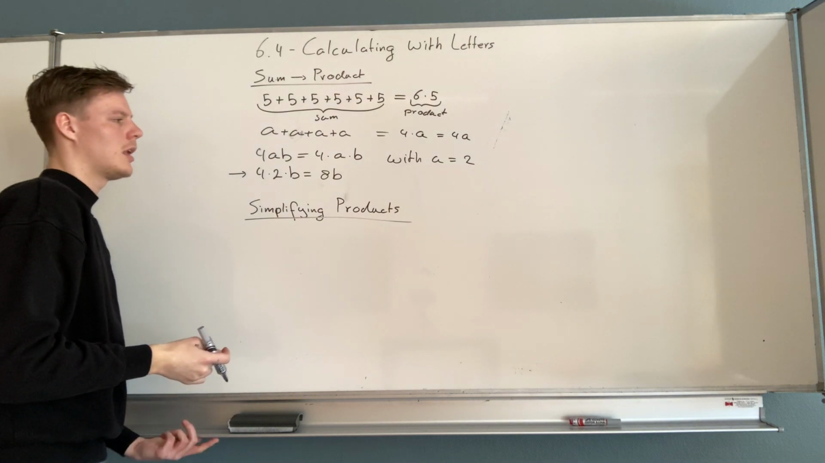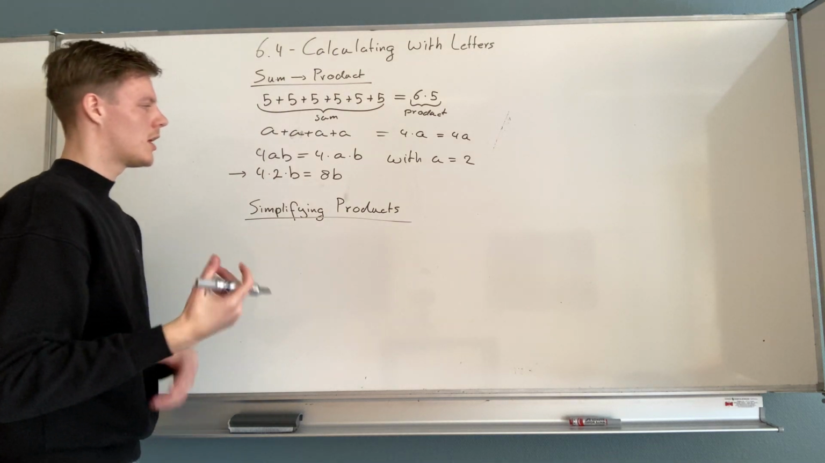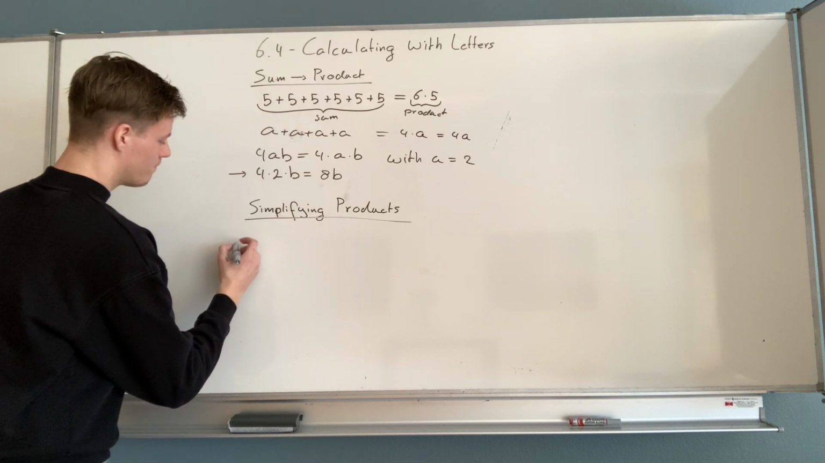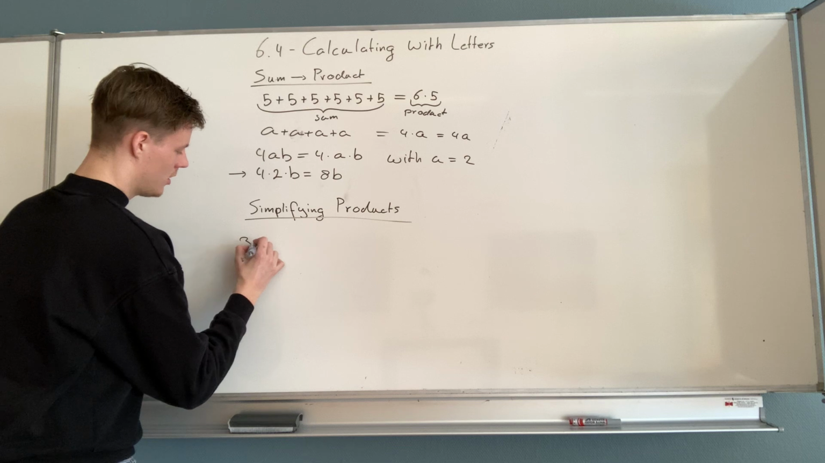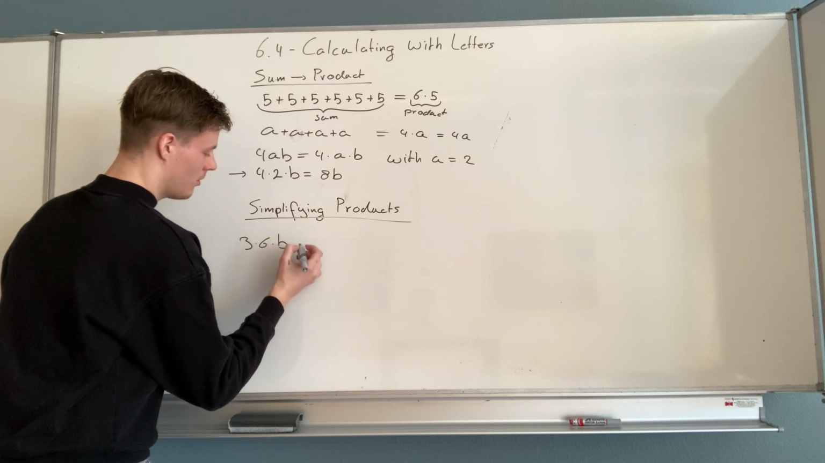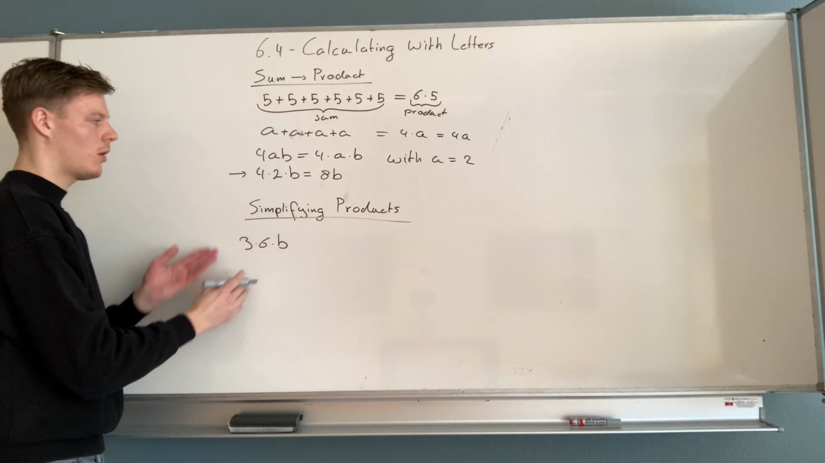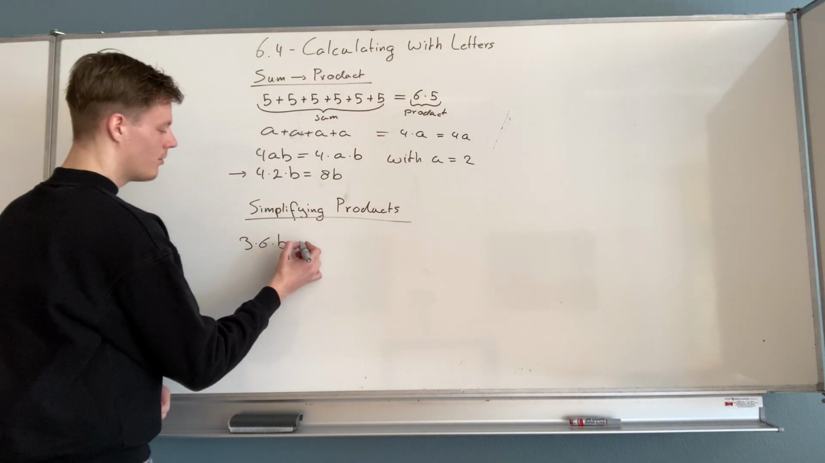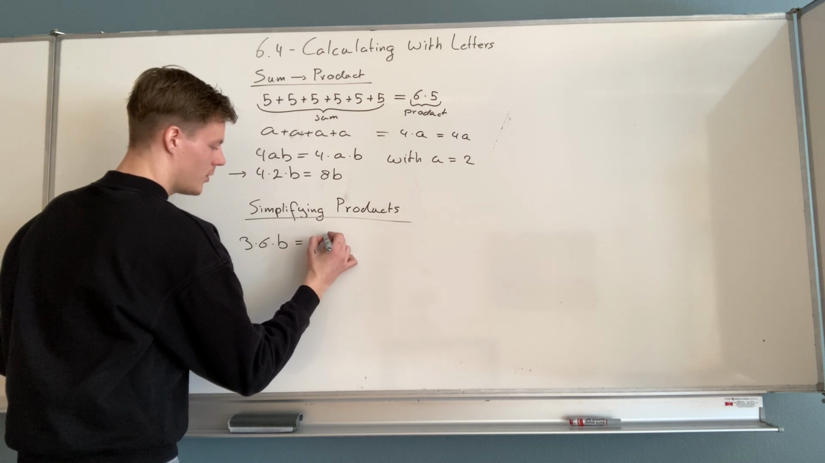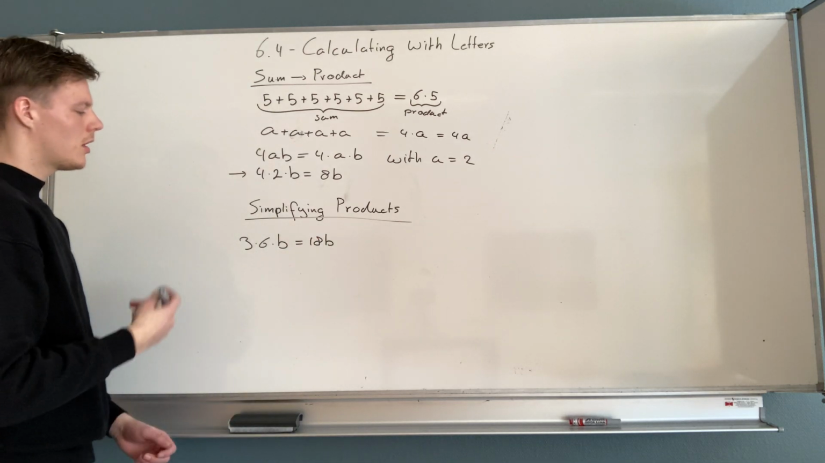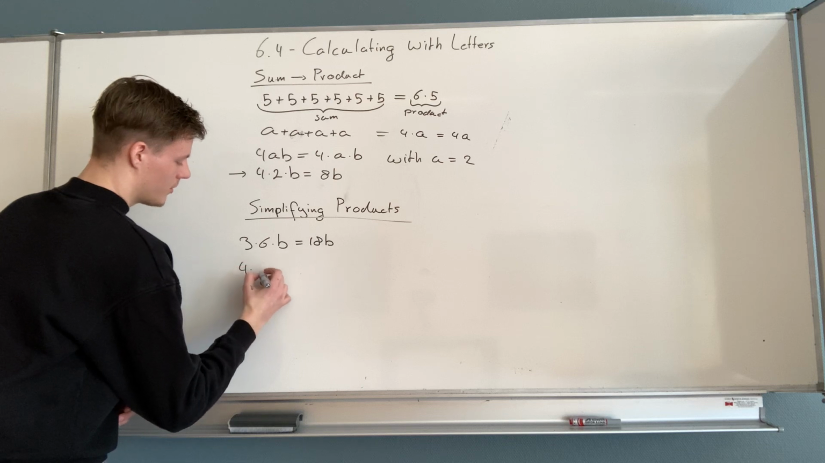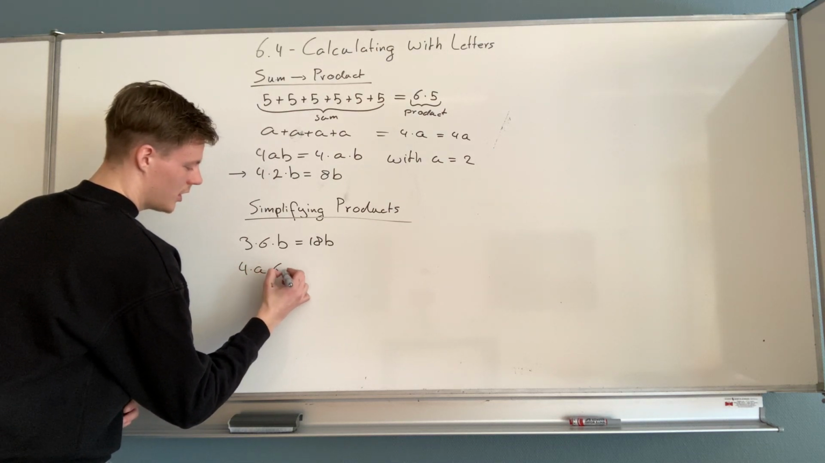Okay, so let's continue simplifying products because there are a lot of situations you can have. So for example, we have 3 times 6 times B. This is very similar to this example. You can just calculate the first two factors, which is 18B. Okay, but let's look at another example. If we have 4 times A times 6 times B.